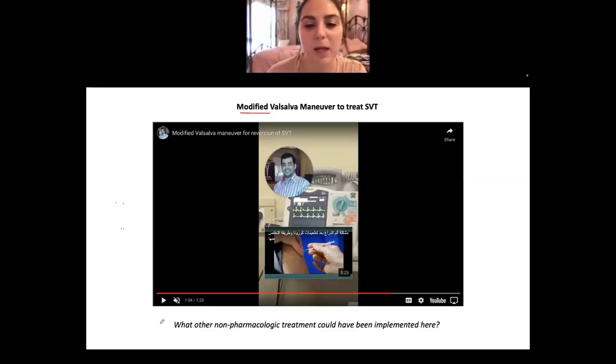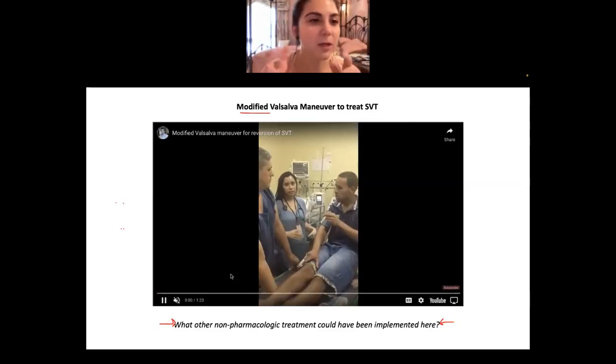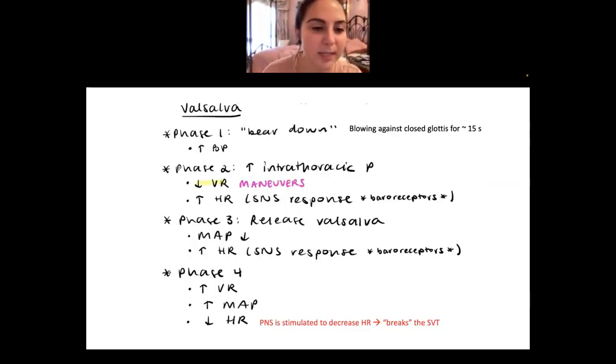So with this, what other non-pharmacologic treatment could have been implemented here? I think this is too hard to answer right away because you need to remember what Valsalva does. You can also do the carotid massage. Remember the carotid baroreceptor. If you do carotid massage, you also increase parasympathetic stimulation through the AV node. So these are non-pharmacologic ways to treat SVT, but I wanted to use this as an opportunity to discuss the physiology of Valsalva maneuver, because this will come up every block everywhere.